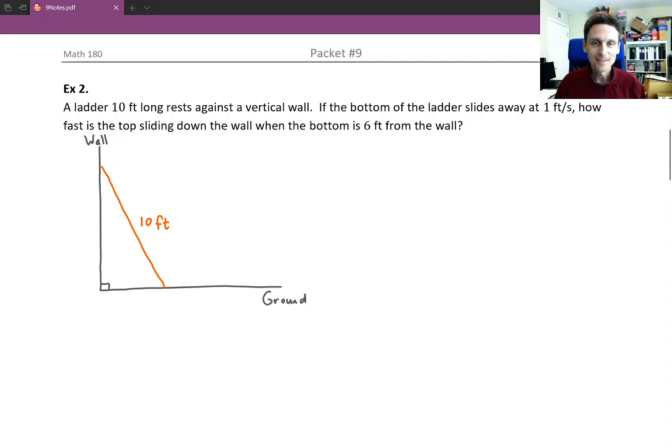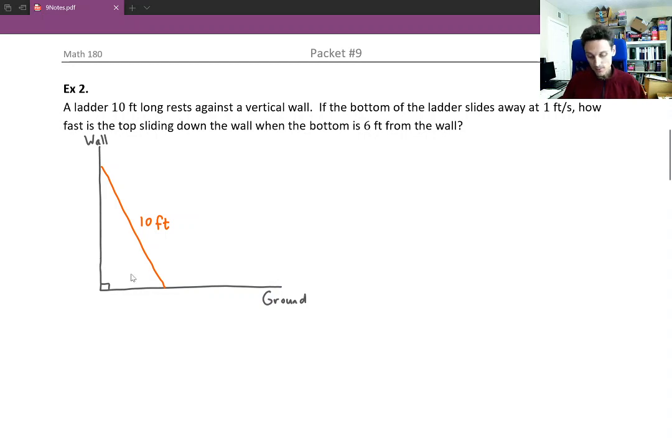Hello and welcome back. In this example, we're going to look at a ladder that's sliding down a wall. And I've already taken the liberty to draw out a picture of what this looks like. It says, for example 2, a ladder 10 feet long rests against a vertical wall. So the fact that the wall is vertical is implying that it's perpendicular to the ground. I know it's not very explicit, but that's the idea here.